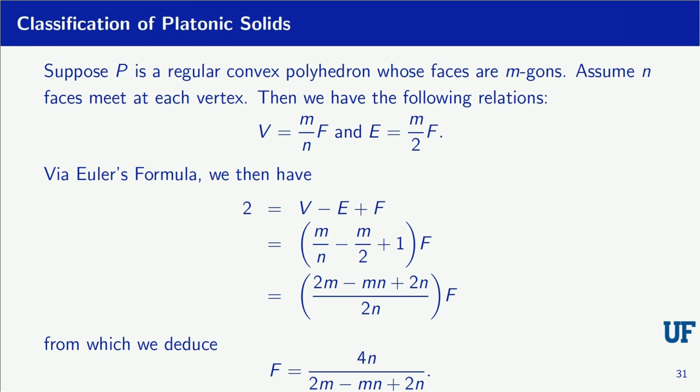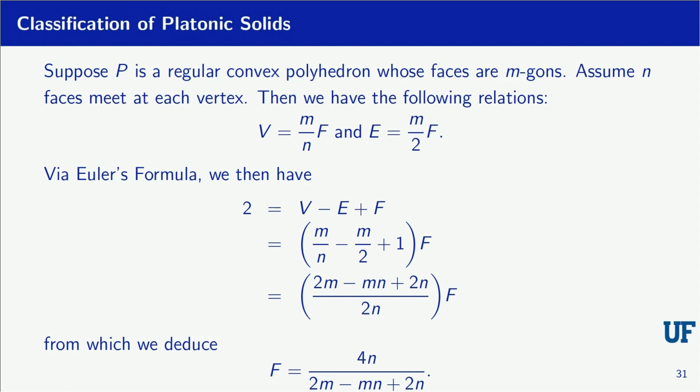And now you just throw all this into Euler's formula. 2 is v minus e plus f, but I know what v and e are in terms of f. So you get this, and then you solve for f. F turns out to be 4n over 2m minus mn plus 2n, okay? That's just what happens. There are other ways to do this using Euler's formula.